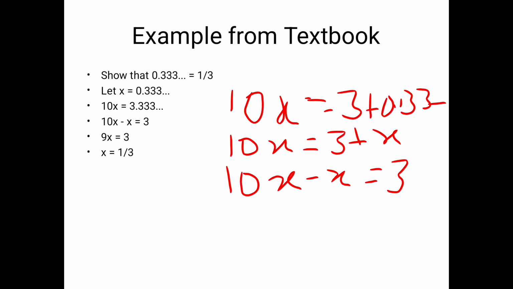If I take x to the LHS, I will get this form. So after taking that, 10x minus x, that is 9x, which is equal to 3, and x equals 1 by 3. So we have shown that 0.33 is equal to 1 by 3. Hence proved. Here x is nothing but 0.33, which is equal to 1 by 3.